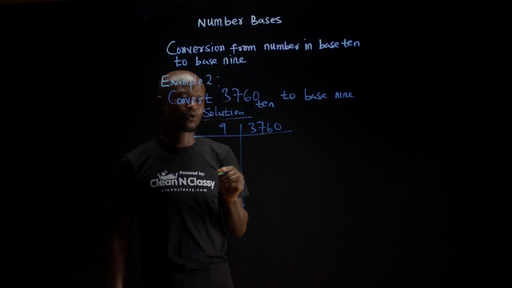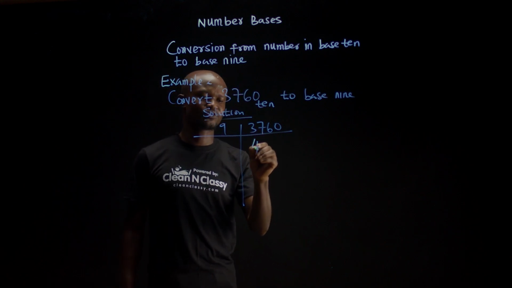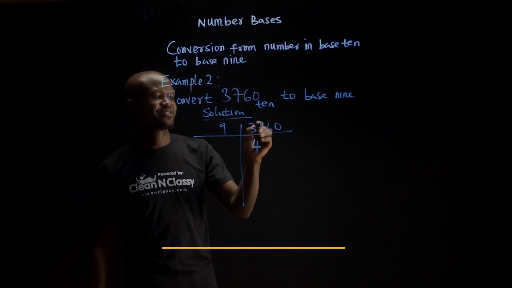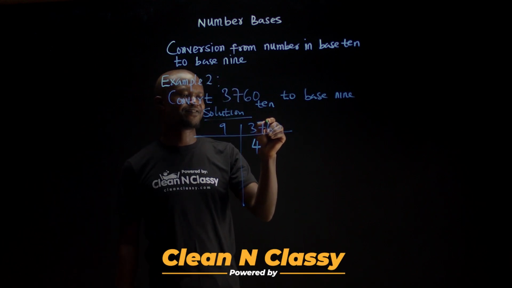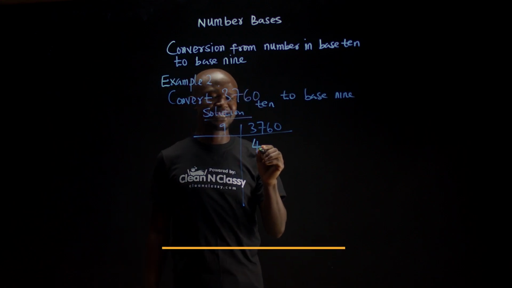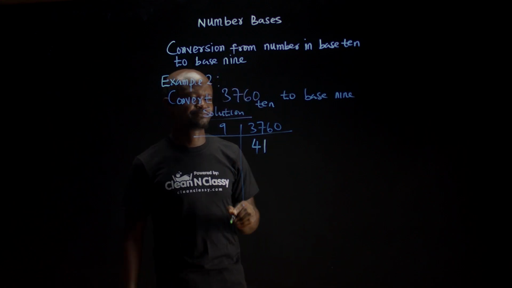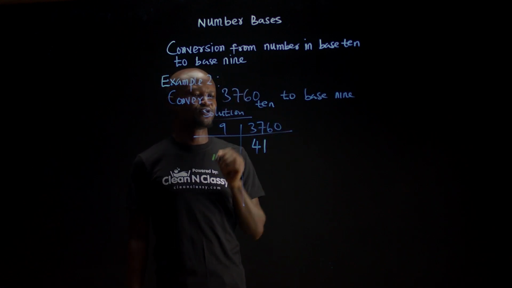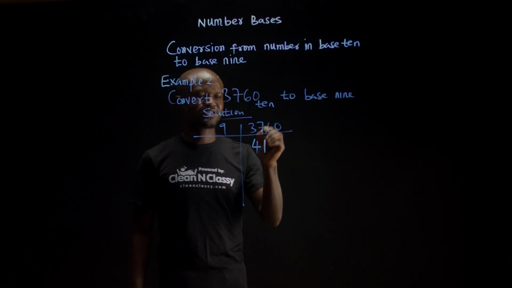37 divided by 9. What do we have? That's 4. 4 times 9 is what? 36. Take the 1 and put in front of this 6. We have 16. 16 divided by 9. What do we have? 1. Remainder what? 7. You put the 7 in front of what? In front of this 0.